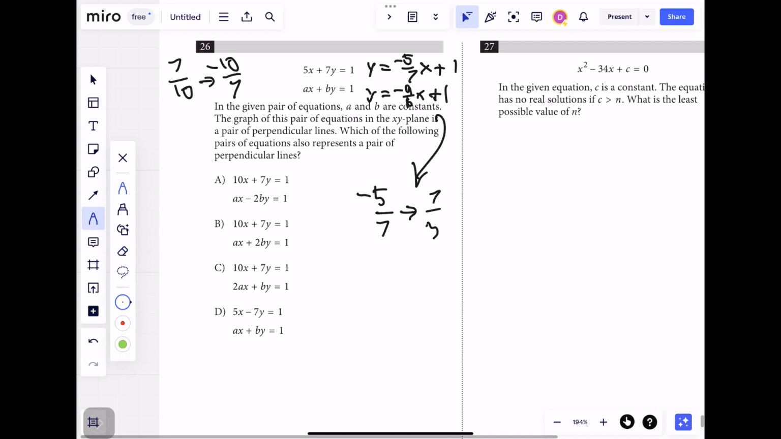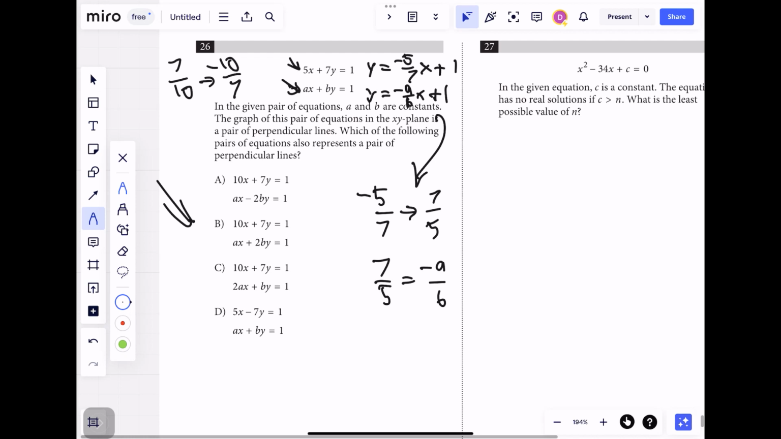Okay, so then we know that these are going to be equal because it's saying that this is the perpendicular slope of this. So now that we know that, we can basically just guess and check for all of these until we find the right answer that matches up and is perpendicular. So the correct answer is going to be B.